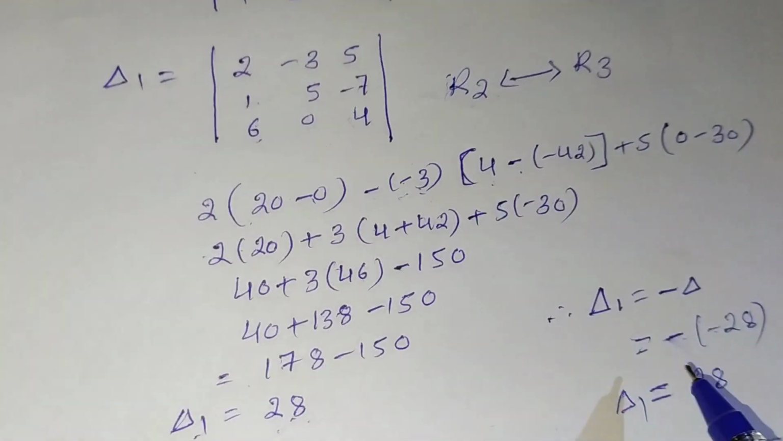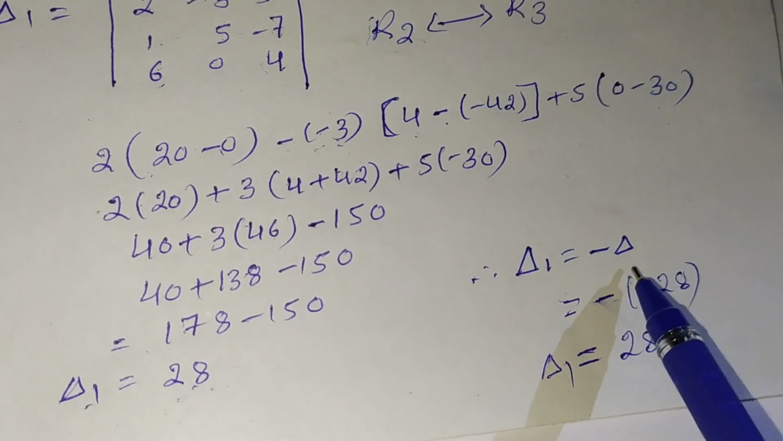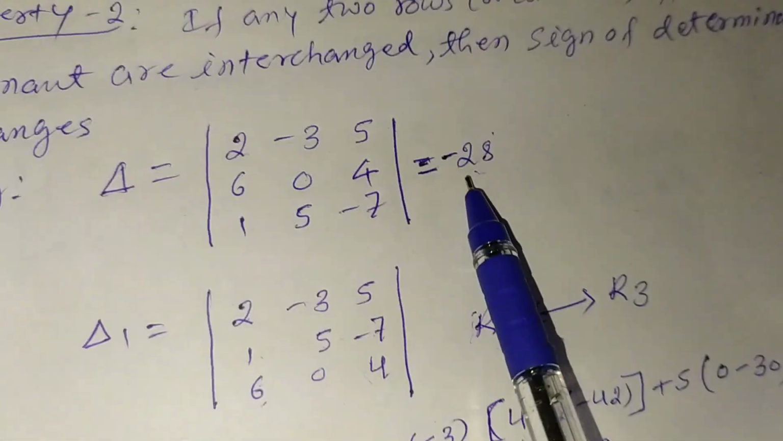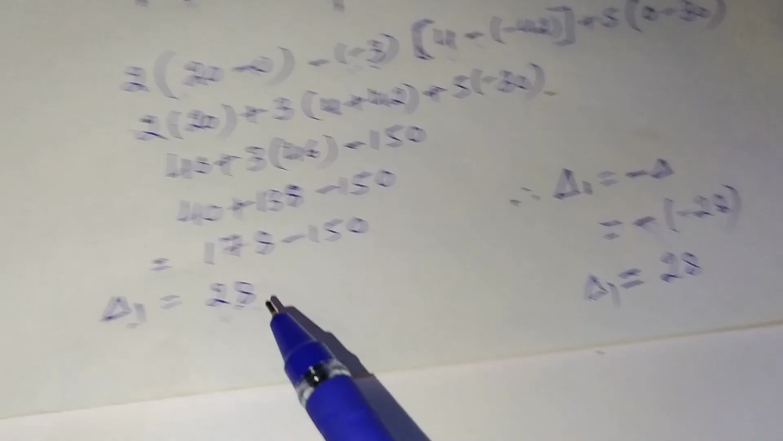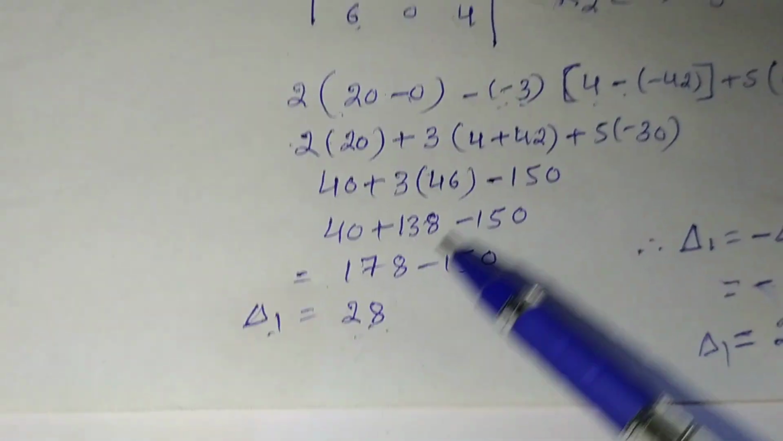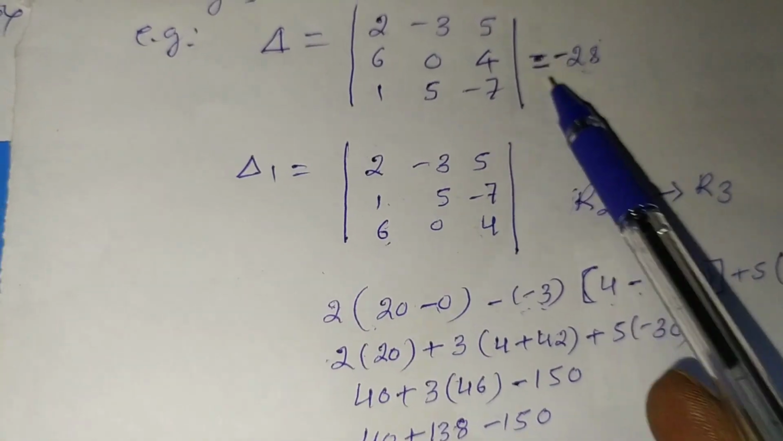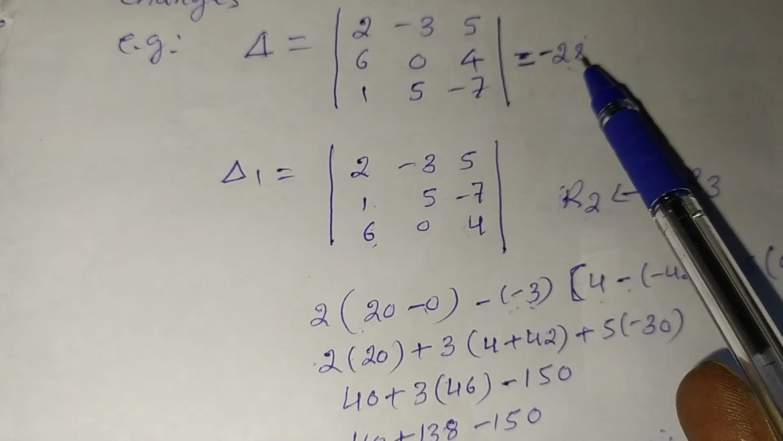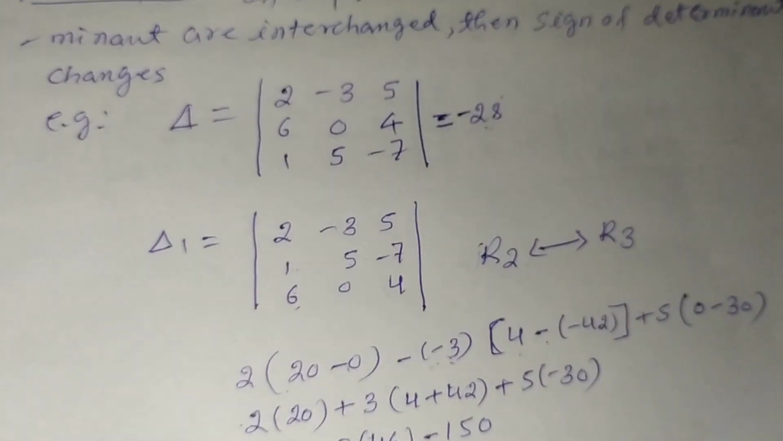Please remember that. That is, delta 1 is equal to minus delta, because if you put the value of delta here, minus, and the value of delta is minus 28, you get plus 28. So here delta is minus 28, but here delta 1 is 28. The sign only changes, but the value of the determinant remains the same, that is 28. There is no change in the value, but there is a change in the sign.